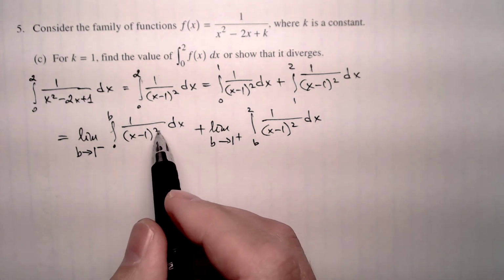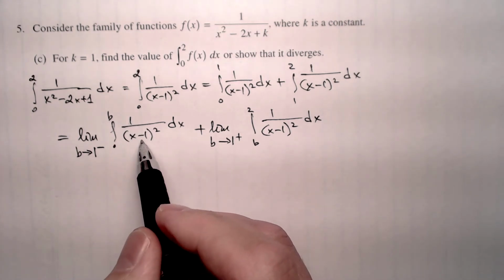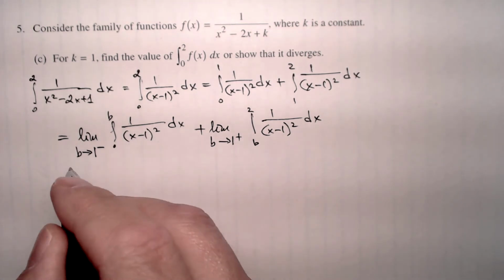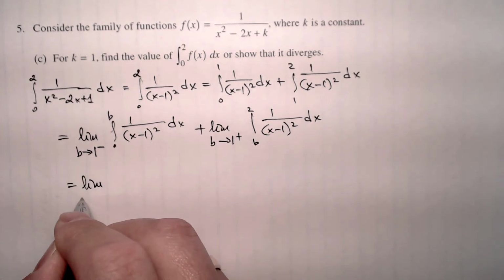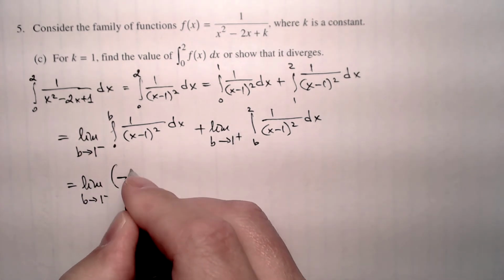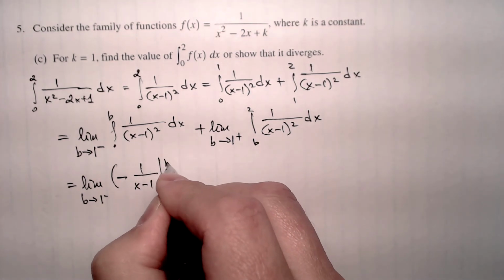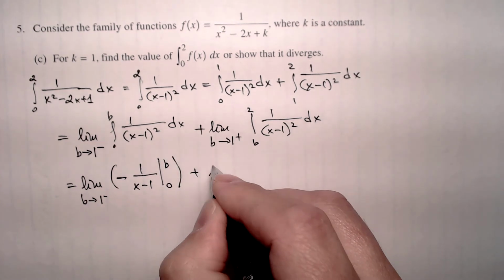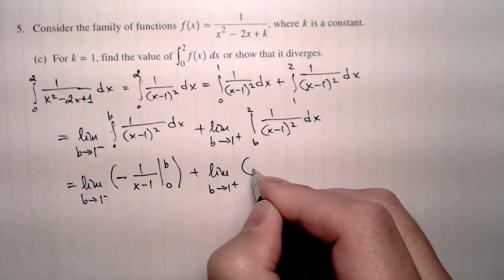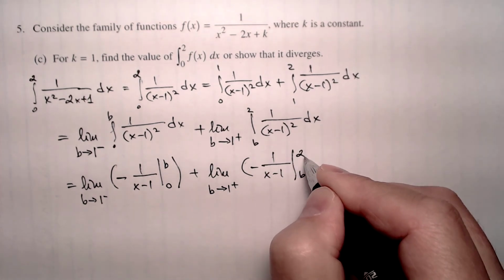And so this integral we can find, this is really a u substitution, x minus 1 equals u, so 1 over u squared du, because this is a simple u substitution, and so the integral is equal to the limit as b goes to 1 from the left, and here we have negative 1 over x minus 1 evaluated at points 0 and b, plus the second integral is similar, b goes to 1 from the right, negative 1 over x minus 1 evaluated at b and 2.